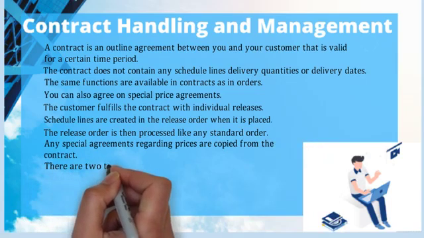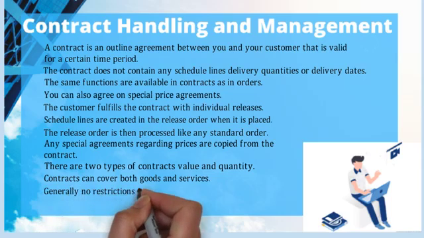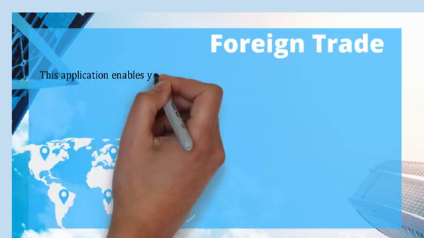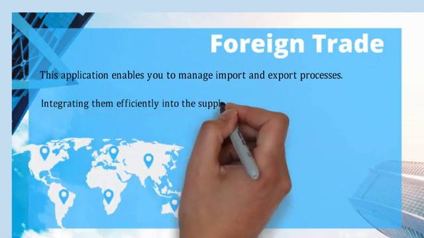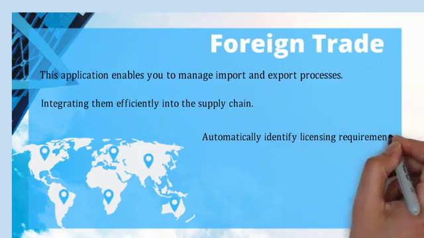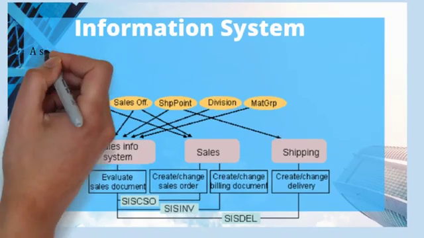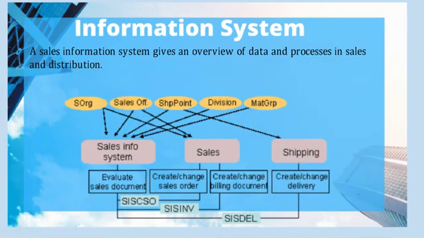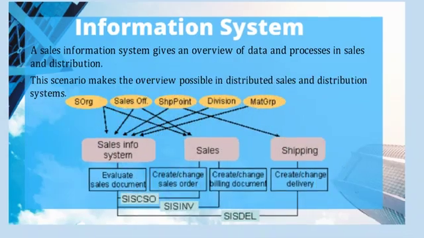There are two types of contracts: value and quantity. Contracts can cover both goods and services. Generally, no restrictions are applied to the different contract forms. Foreign trade. This application enables you to manage import and export processes, integrating them efficiently into the supply chain. Automatically identify licensing requirements for importing and exporting goods based on current regulations. Information System. A sales information system gives an overview of data and processes in sales and distribution. This scenario makes the overview possible in distributed sales and distribution systems.